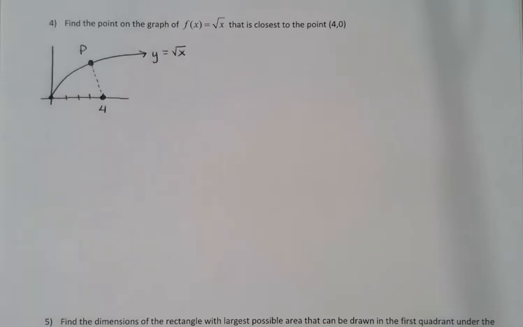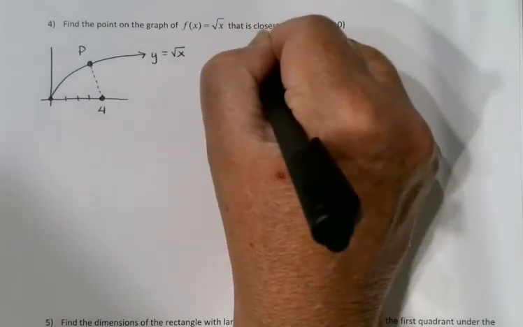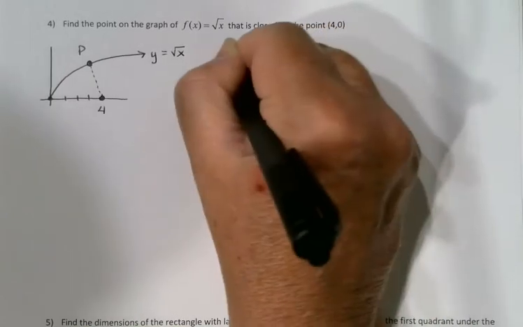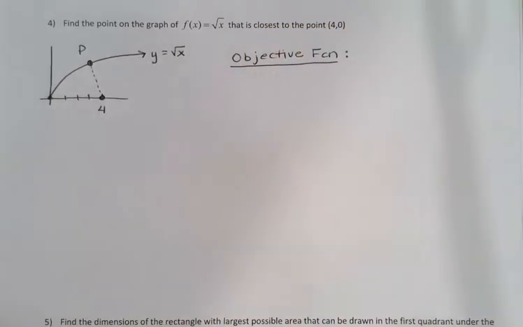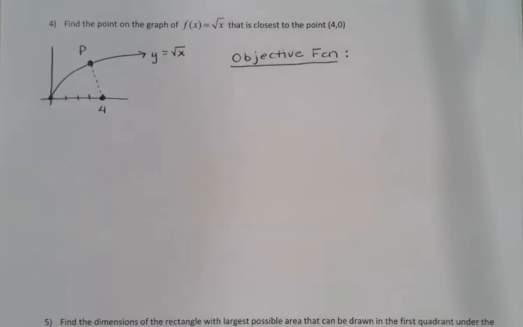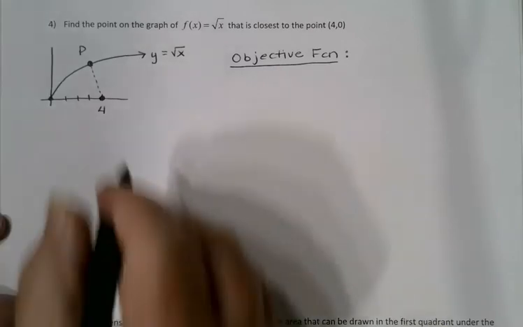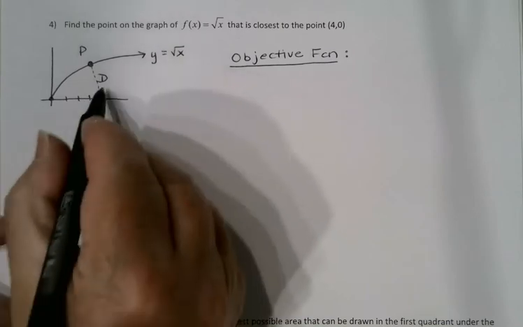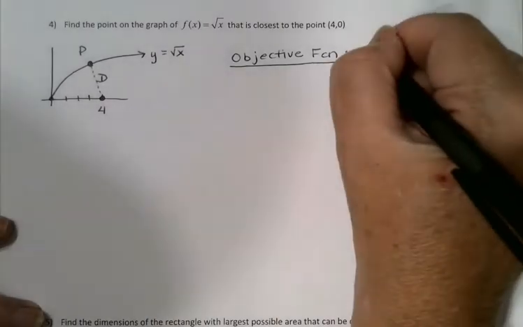So if I need to phrase this in the language that we're using, I need an objective function. I need something that I'm trying to maximize or minimize. In this case, it's actually this distance between these two points that I'm trying to minimize. I want them to be as close as possible. So if I call that distance capital D, my goal is to minimize the distance D.